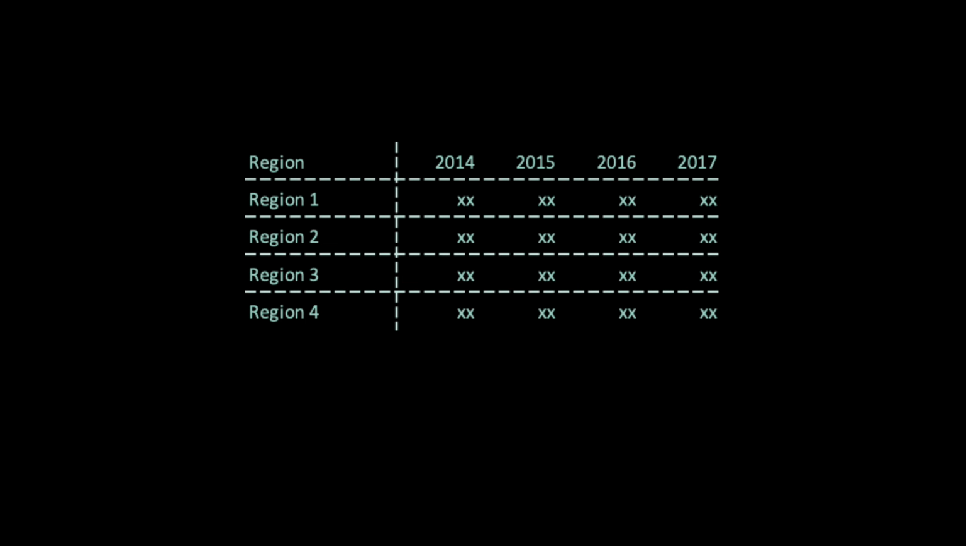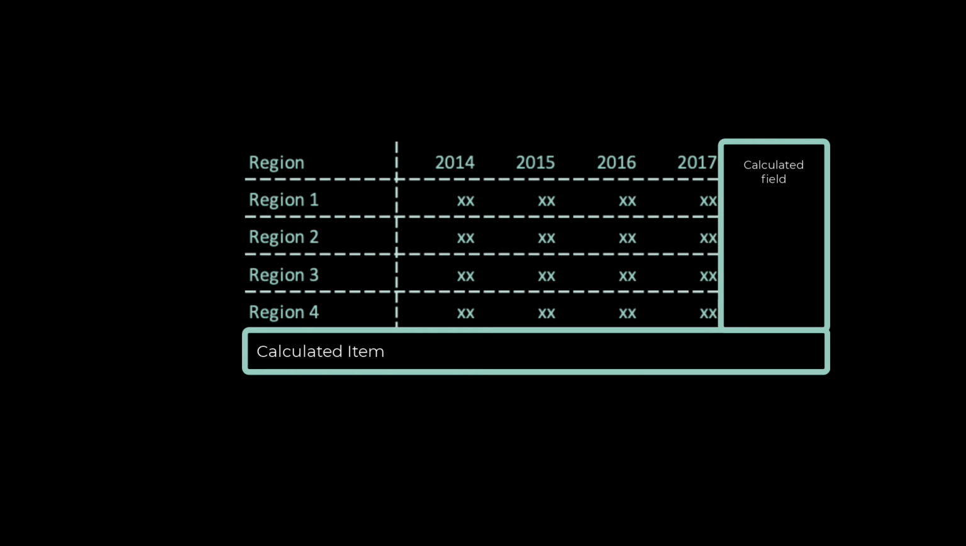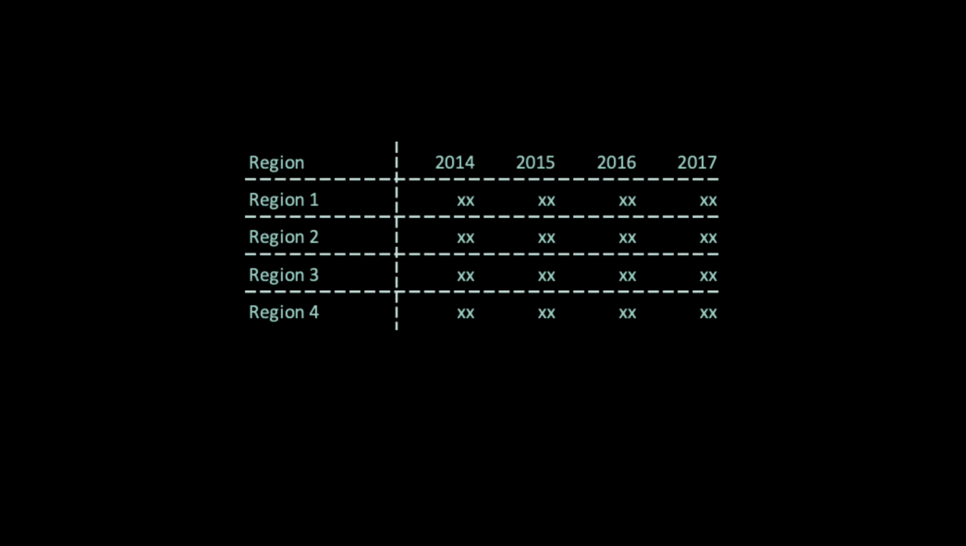To understand the difference between calculated field and calculated item, let's take the following example. Imagine this is your source data table. When you create a calculated field in your pivot table, it's like you are creating a new column in your data. On the other hand, calculated item is equivalent of creating a new row in your data. Let's work with an example to understand this further.